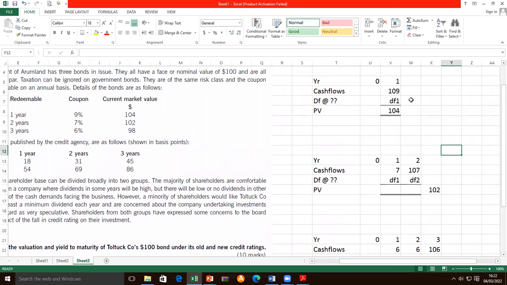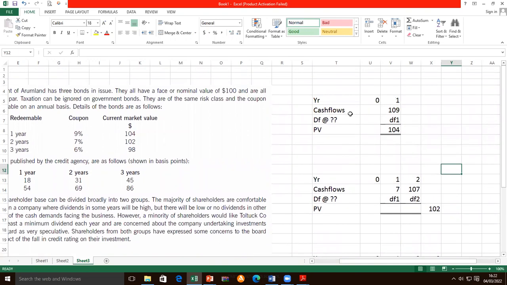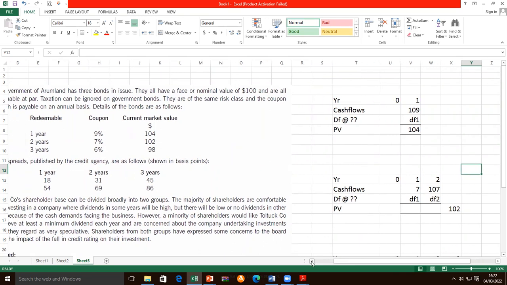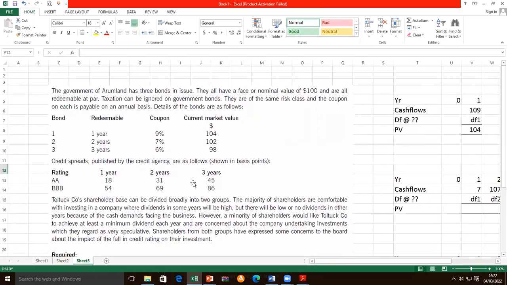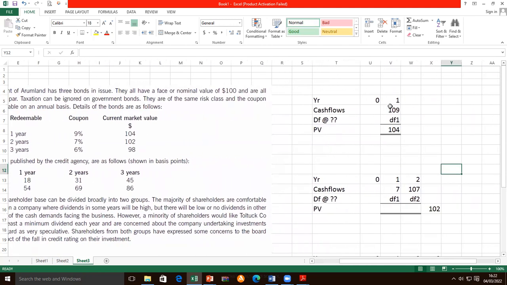Have you followed what we're trying to do here? We are looking for discount rates using the information on these 3 bonds. What we have just arranged are the cash flows for these 3 bonds. Number 1, there's a bond whose value is 104 and it's redeemable in 1 year's time. The coupon rate is 9. So this bond has just got one cash flow if you want. The cash flow is 109.